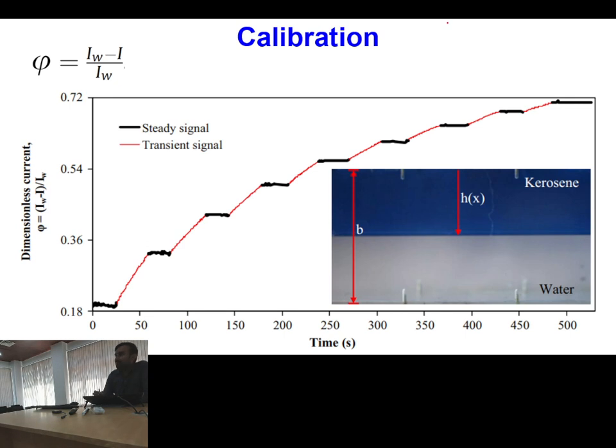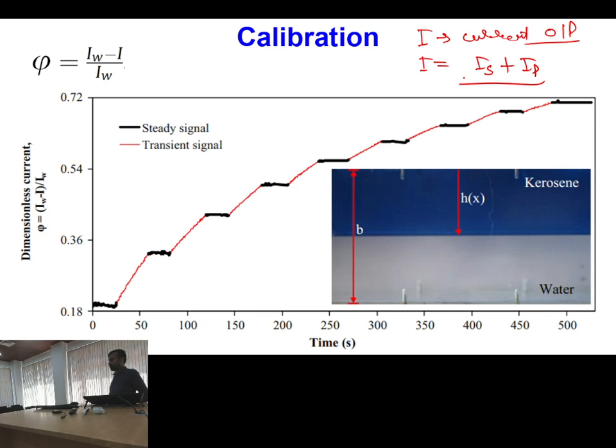If you have I as the current output coming from a photodiode, and you are giving some light to it, then this I will be constituted of two things. One is saturation current, and second is photocurrent. So I will be nothing but saturation current, or dark current, plus photocurrent. Okay.